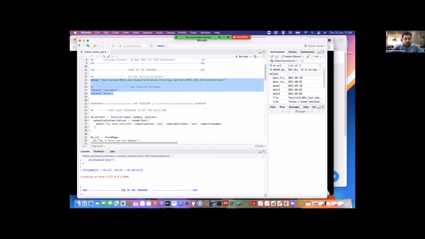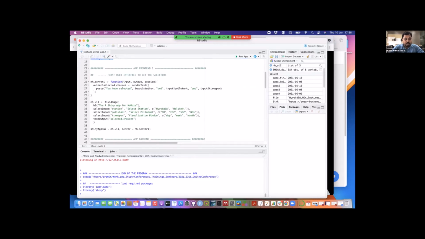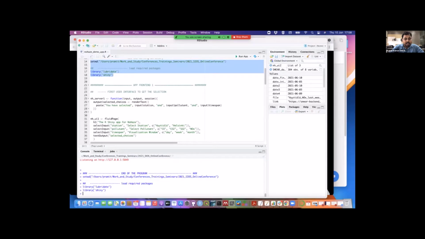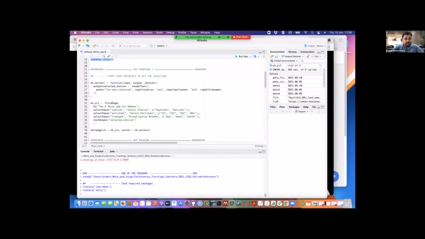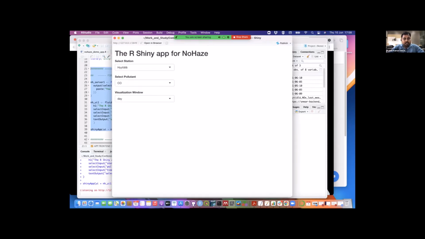So this is, I hope you can see my RStudio page, and it first just goes to the working directory and then loads the required packages, which are Lubridate and Shiny, two very useful and user-friendly ones. And then the app front end. So basically when the user opens the app, he or she gets to see this front end, where you see these drop-down options. These drop-down options are for the station where the user is interested in, and for the particular pollutant species, and then the visualization window.